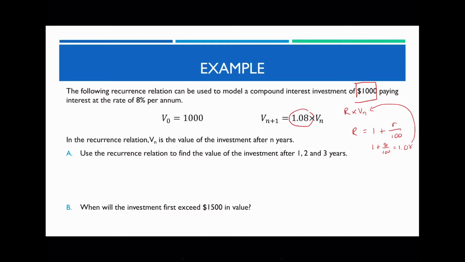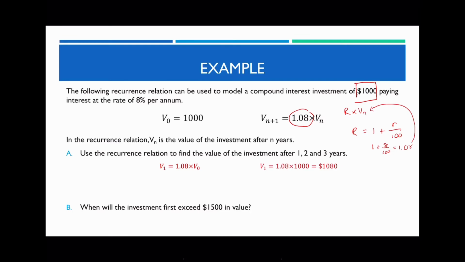All right, so now let's finally answer part A. So for part A, if you wanted to calculate the amount after the first year, you need to know the initial amount. So therefore V1 is equal to 1.08 times V0, whatever V0 is equal to. So V0 in this case is equal to $1,000. So if you put this into a calculator, you're going to get $1,080.